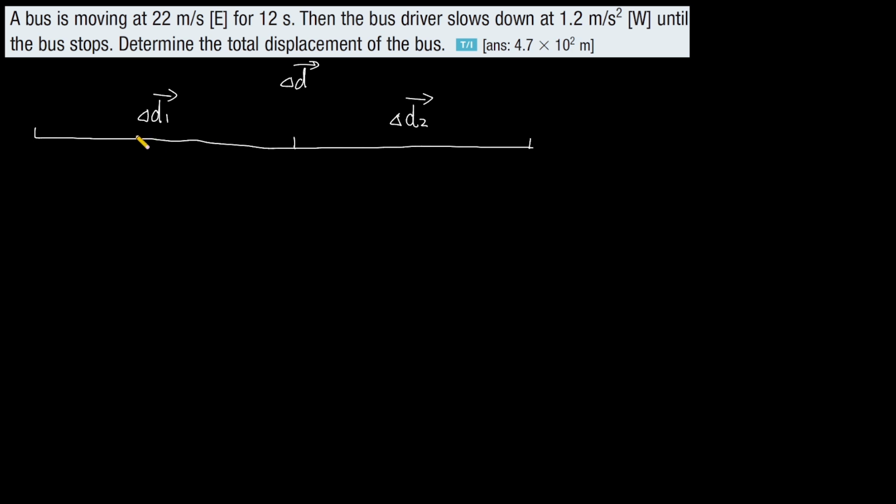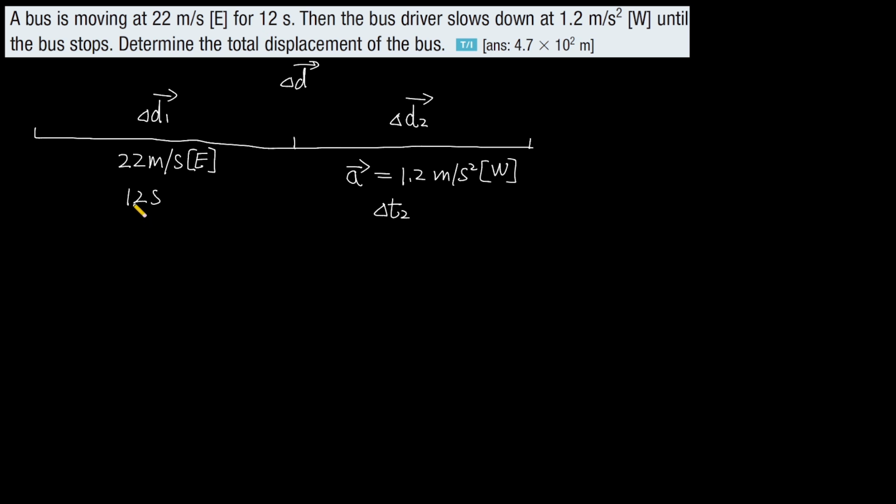For displacement 1, the bus moves at a velocity of 22 meters per second east, and it moves for 12 seconds. For displacement 2, the bus slows down at an acceleration of 1.2 meters per second squared west, and we set the time interval for displacement 2 as delta t2.